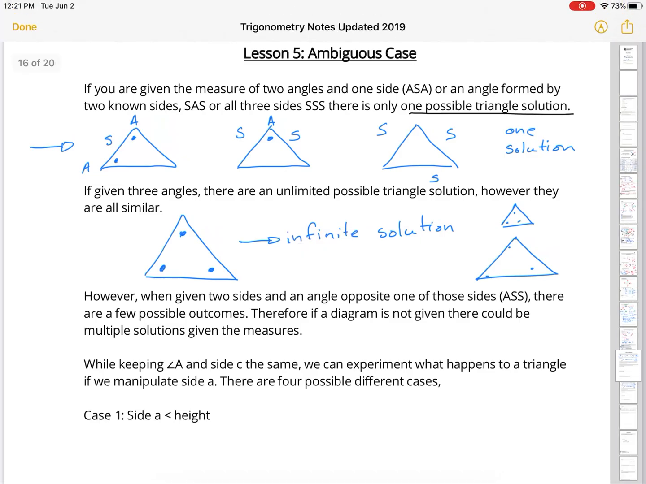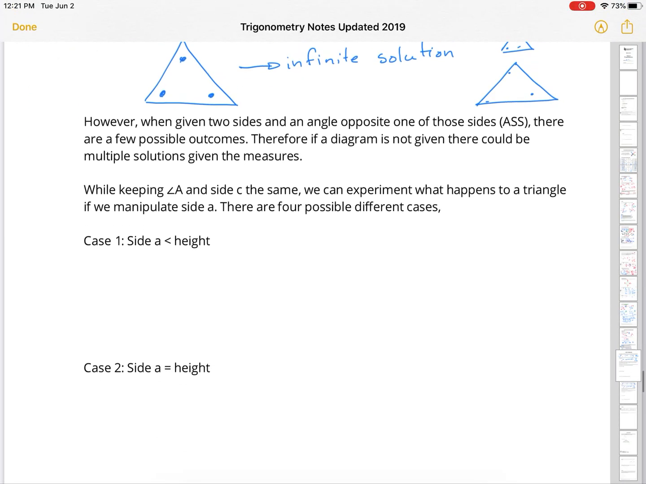However, when we are given two sides and an angle opposite one of those sides, the ASS case, there are a few possible outcomes. So if you're given a triangle, an angle and a side, there are multiple possibilities given the measures. So let's take a look.